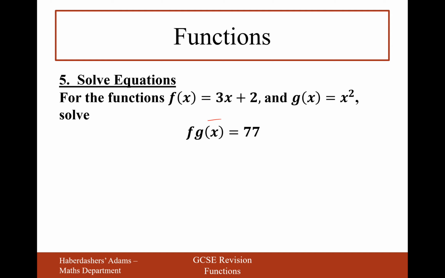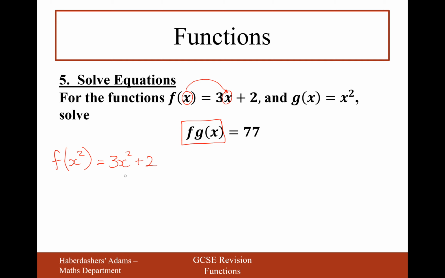Okay, so first thing we need to do is make the composite function. So it's going to be fg of x. So for fg of x, I do the g function first, remember, that's going to be x squared, and then I put that x squared into the f function, so I imagine it going in as x into the f of x function, so it's going to be 3x squared plus 2.